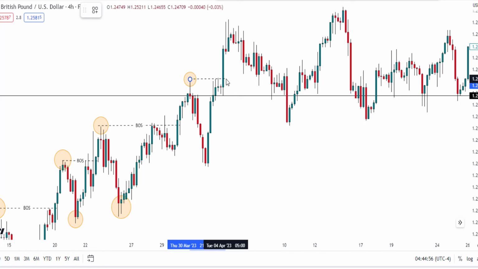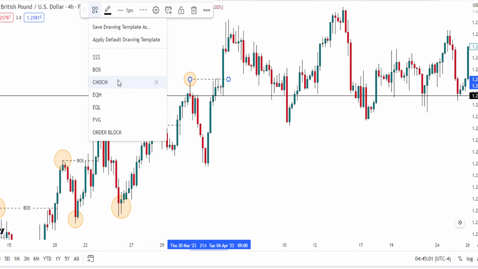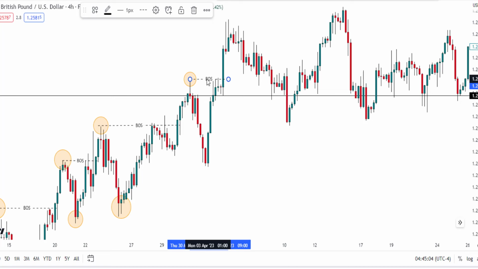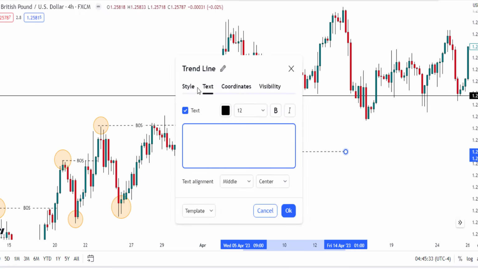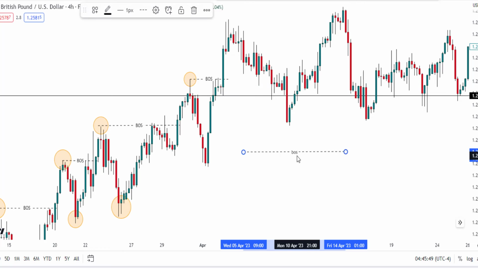I'm not teaching you how to enter a trade. I'm showing you the very foundation of everything you're going to do in Forex and any financial asset. Breakout structure here. If you want to learn how to mark it out, pick your line and just draw it like this. Come to where you see settings, then come to where you see text. In the text, you just put your name, let's say BOS, just an example, and you can put it either at the middle, top, or center. I use it at the middle. Click on OK, and you can see it will give you that.